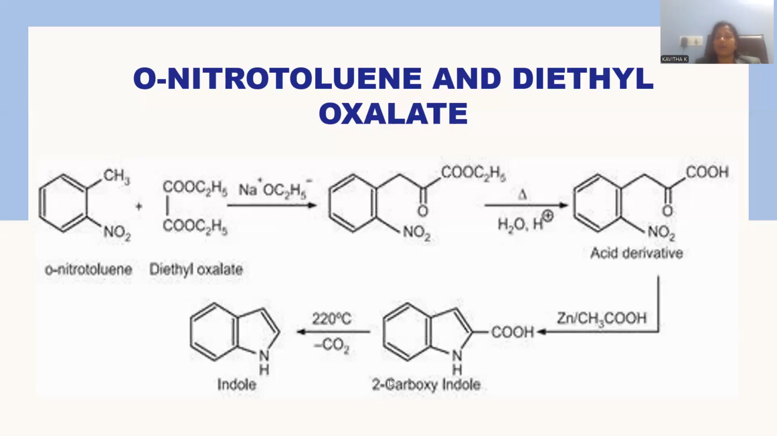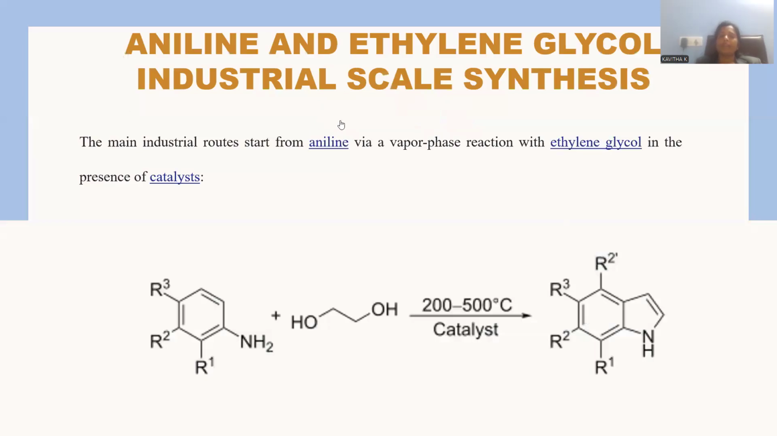This is another pathway for the synthesis of indole. We have an industrial scale synthesis for indole. One of the starting materials will be aniline. Another is what? Ethylene glycol. Ethylene glycol stands for vicinal dihydroxy ethane. Ethylene glycol is condensed with this aniline molecule at an extremely high temperature of 200 to 500 degrees, so that the entire reactants are vaporized.